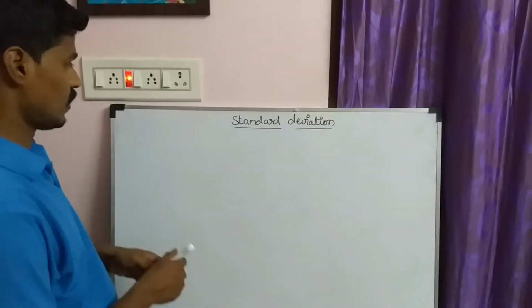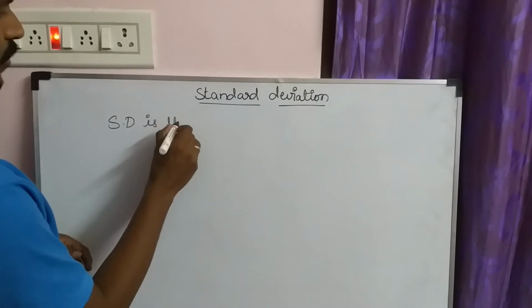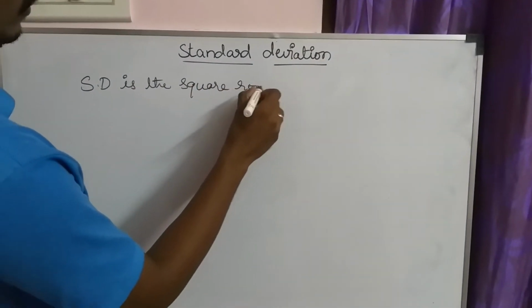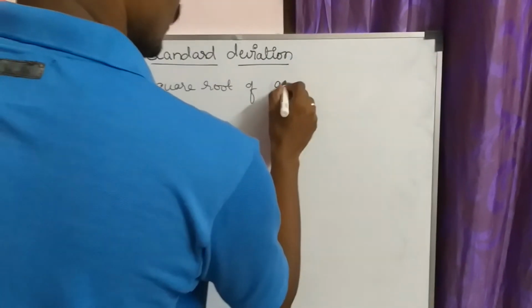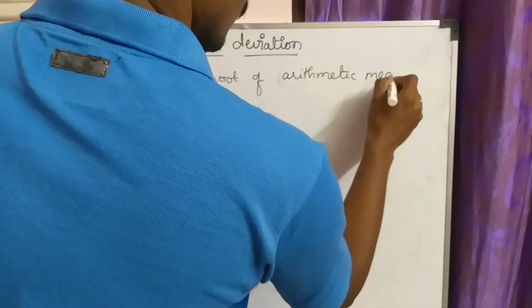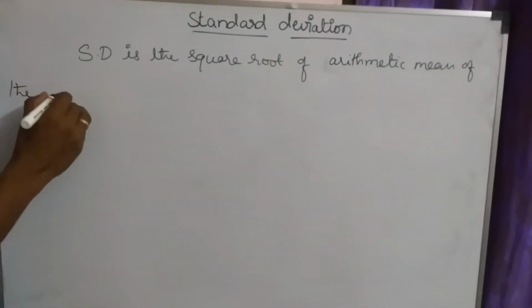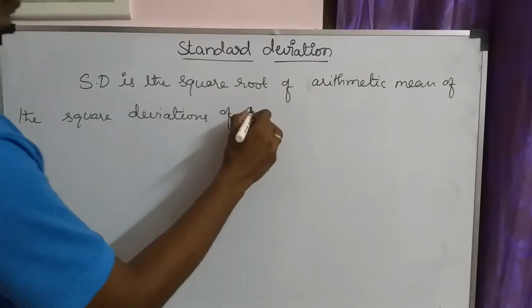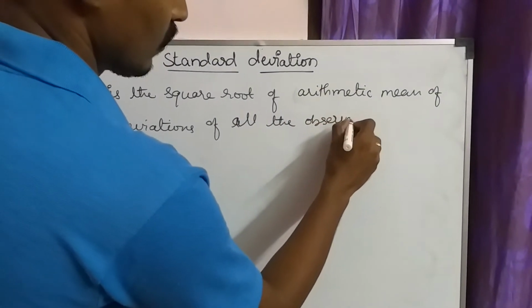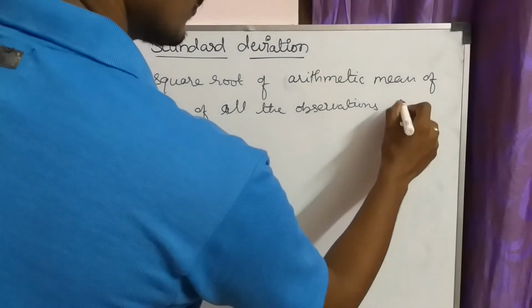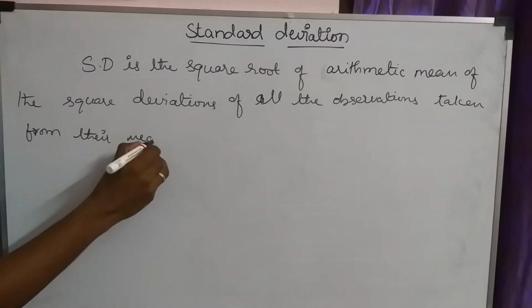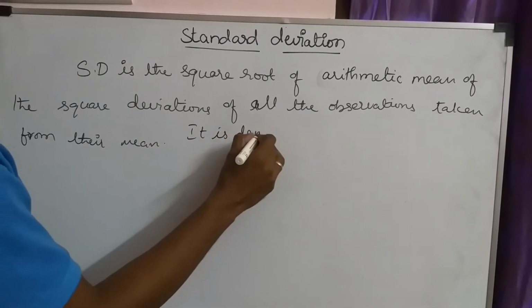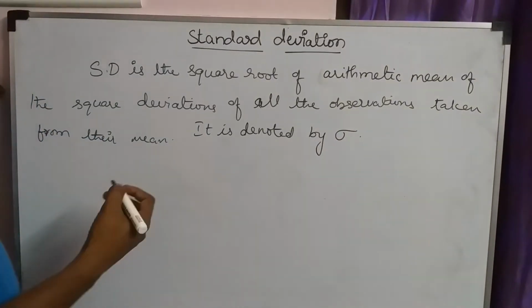See, standard deviation is the square root of the arithmetic mean of the square deviations of all the observations taken from their mean. It is denoted by sigma.